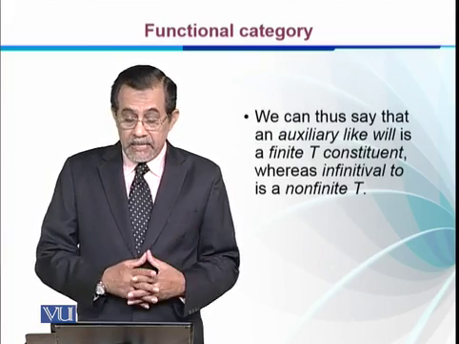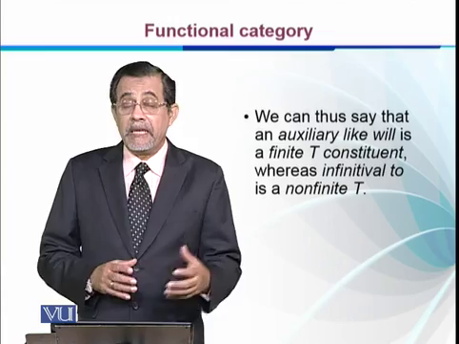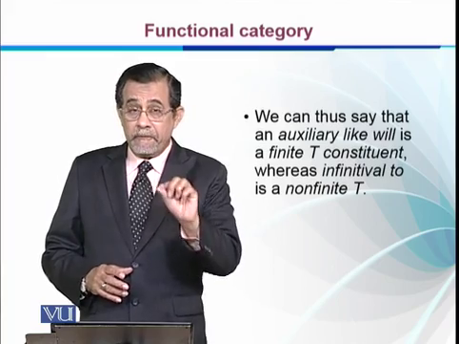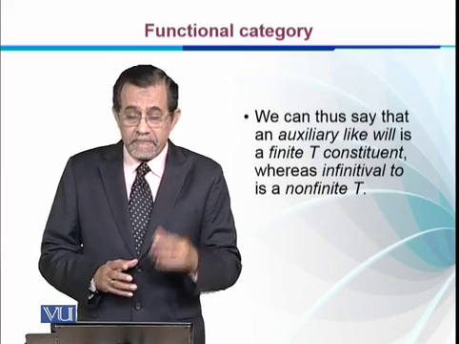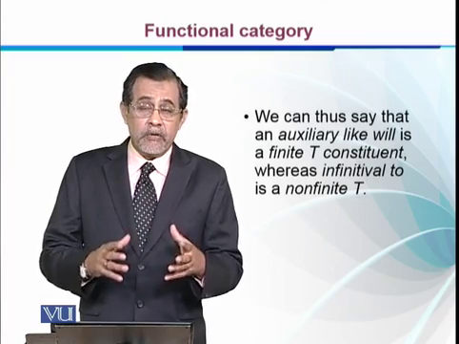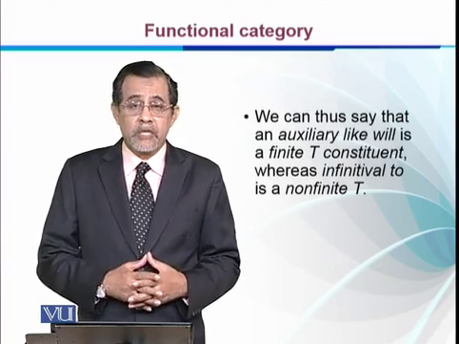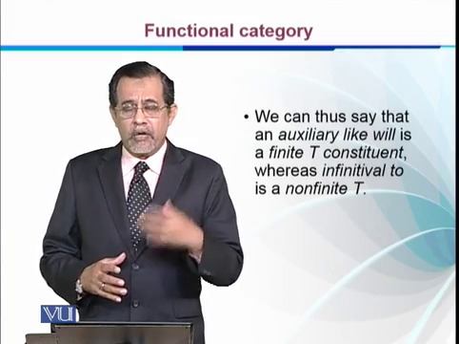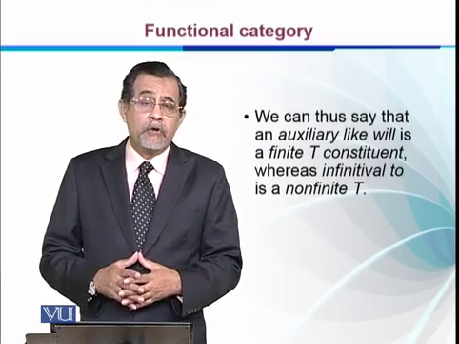So we can thus say that an auxiliary like "will" is a finite T constituent, whereas infinitival "to" is a non-finite T. "Will" refers to the future, because "will" has the meaning of future, so that is why we call it finite. And "to" is non-finite, because it does not as clearly tell us about the future as "will" does. So these auxiliary verbs and these functional categories tell us a lot about the sentence, and they are very important elements of the sentence on their own.